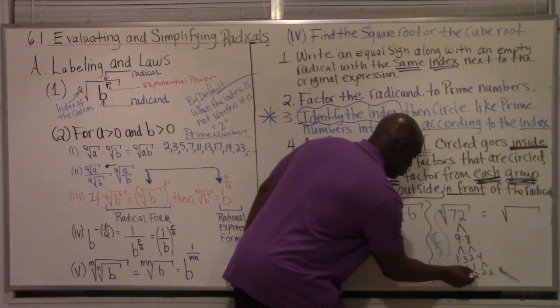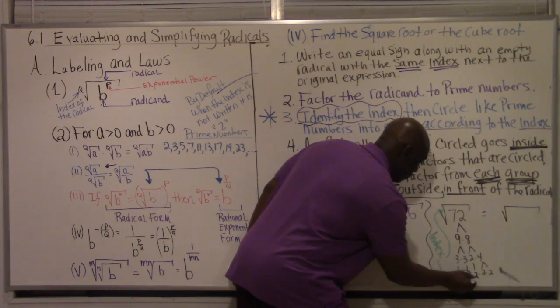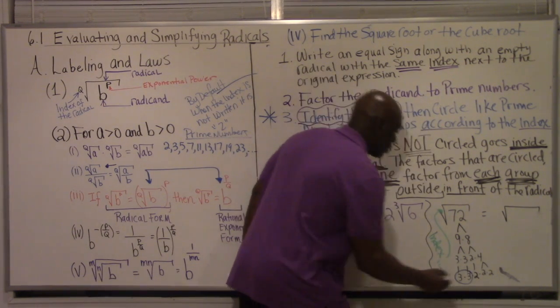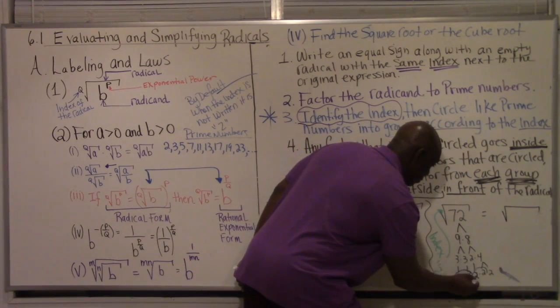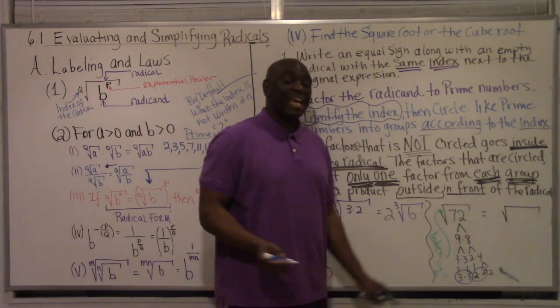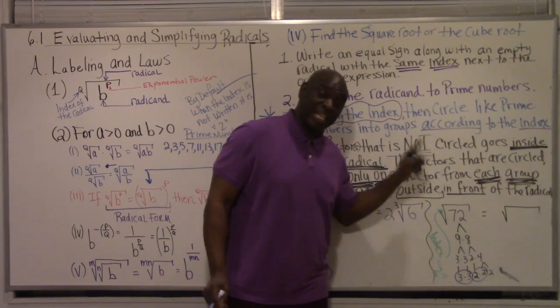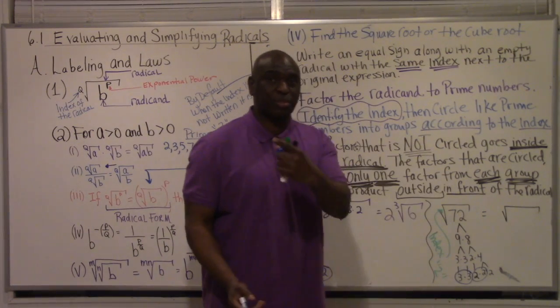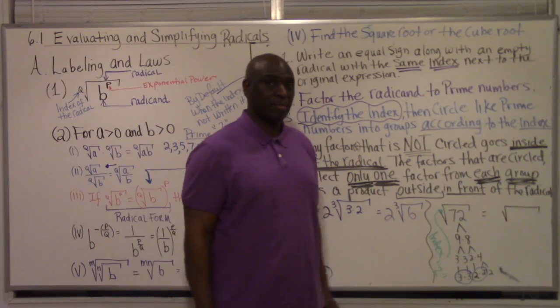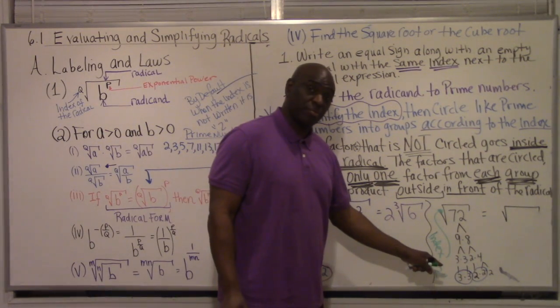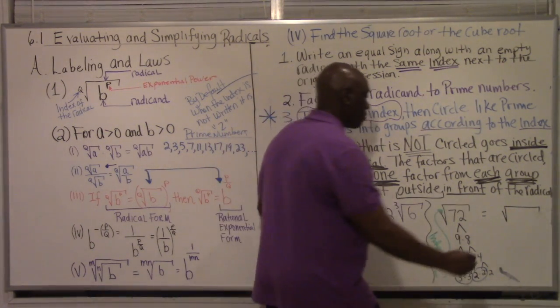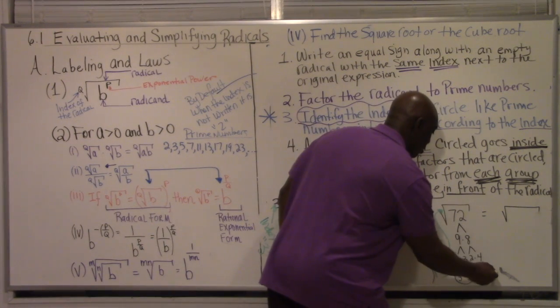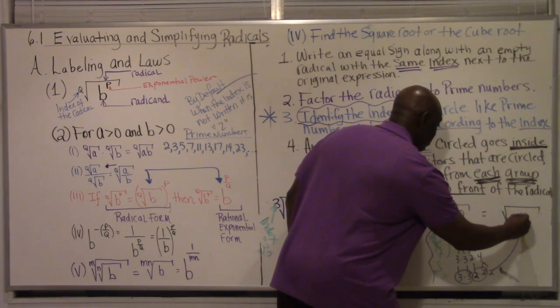So I have 2 3s. I'm going to circle 2 2s. And that's it. And now you can see what goes in and what stays out. It's obvious. What didn't get circled? A 2 back in the house. So this 2 right here goes in the house.